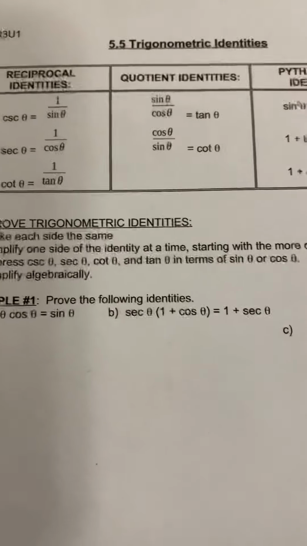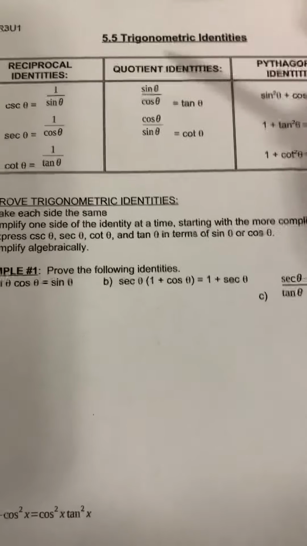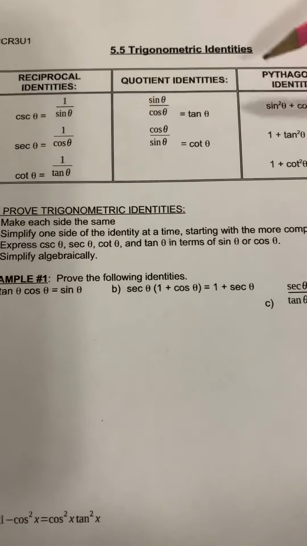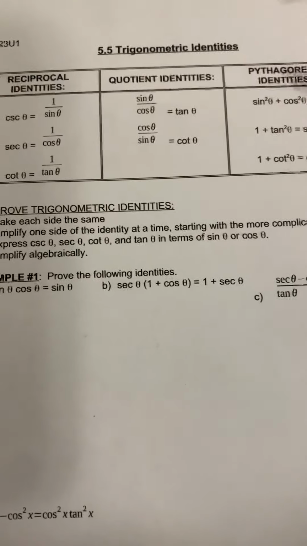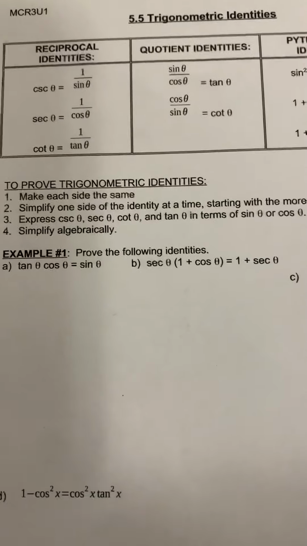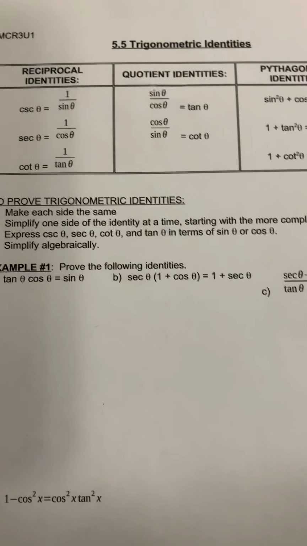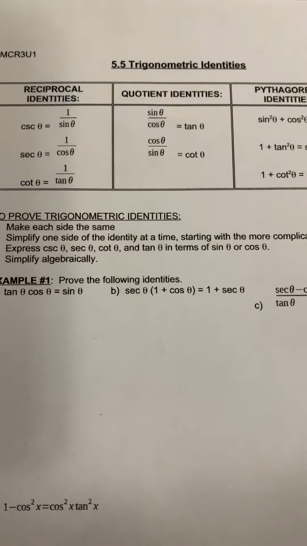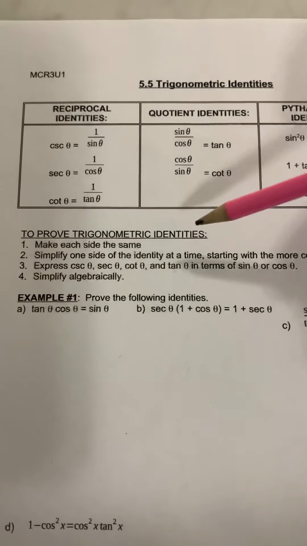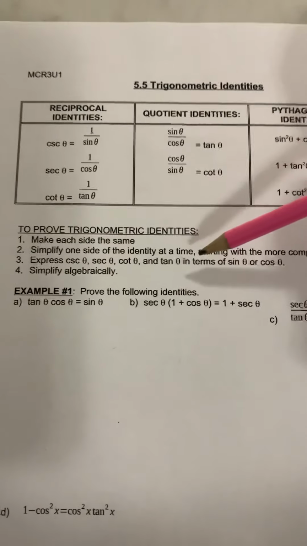Okay, starting 5.5 trig, so trigonometric identities, or we call it trig identities. This is something that's really new to you guys. There is no step-by-step process to answer each of the questions, but I've provided some guidelines.